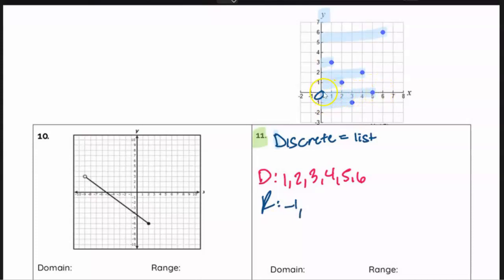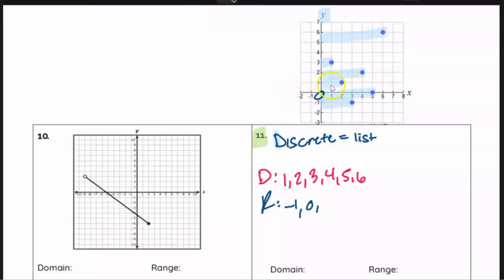Be careful, a lot of times students will ignore points that are on the axes. I do have a point on the axes. My range value is not 5. The 5 goes to the x. The y number is the origin, which is 0. So this point here has y level 0.